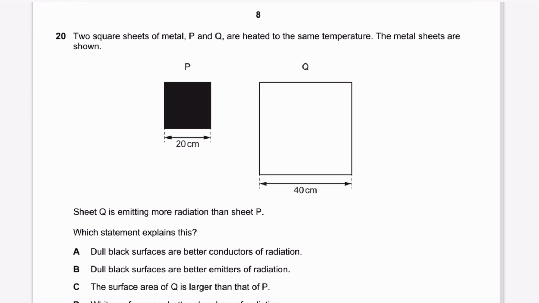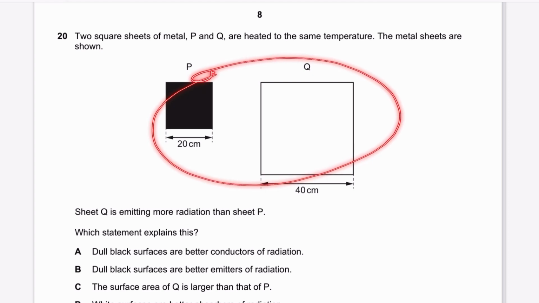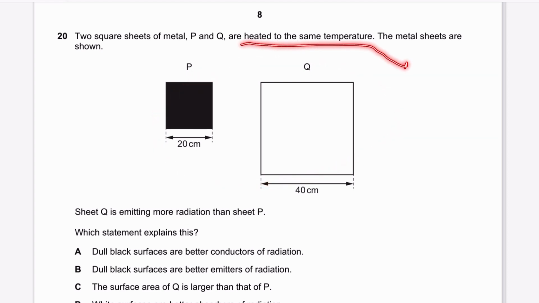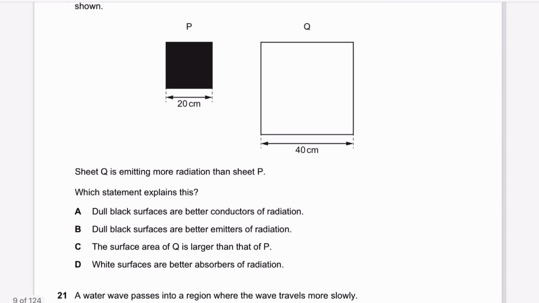Question 20. Two square sheets of metals P and Q are heated to the same temperature. दोनों का क्या है? They're different areas of the sheets of metal, but they're heated to the same temperature. The metal sheets are shown. P is black and Q is white. Sheet Q is emitting more radiation than P. Which statement explains this? This is number 20, right?